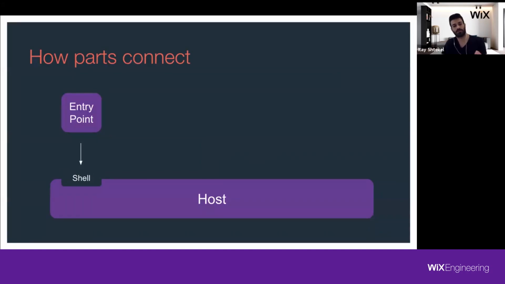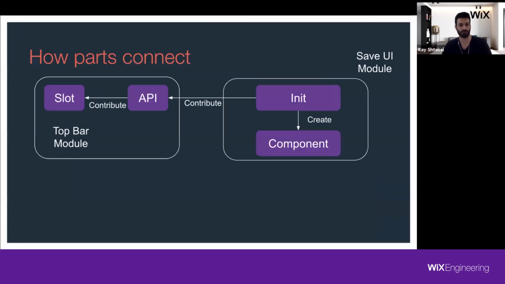So in order to summarize the entry points and shell, each time we want to add content into the system, we give the host the entry point. The host will create a shell for it and provide it to the entry point in order to take its content and add it into the application.